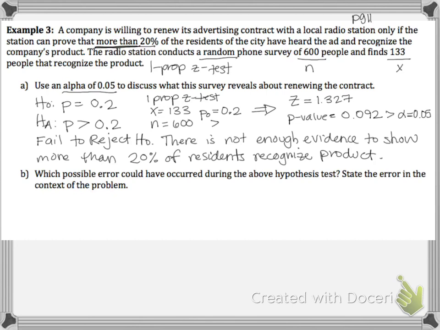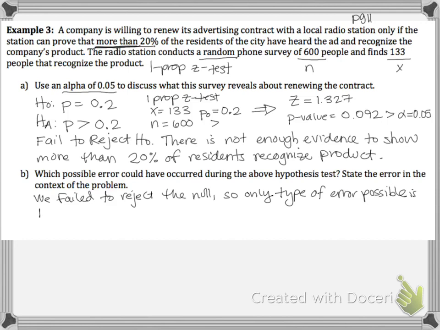Okay, which possible error could have occurred during the test? So we failed to reject the null. Now think to yourself, which type of error makes the first statement a fail to reject? And then we go, oh man, but the null was actually false. Okay, so we failed to reject. So the only type of error possible, go back to look at your definitions, is type 2.